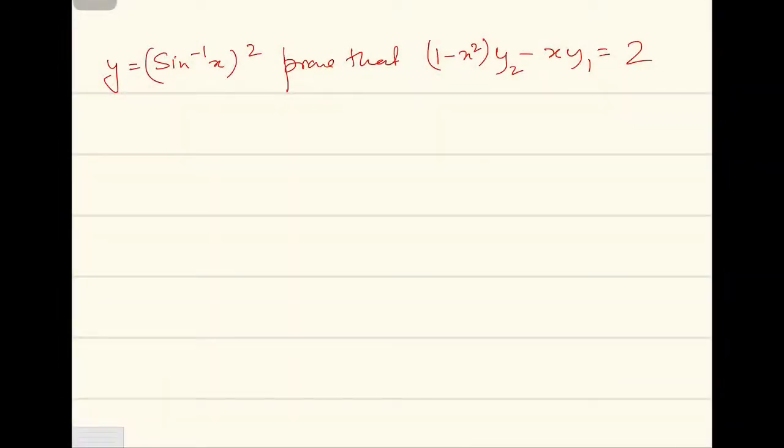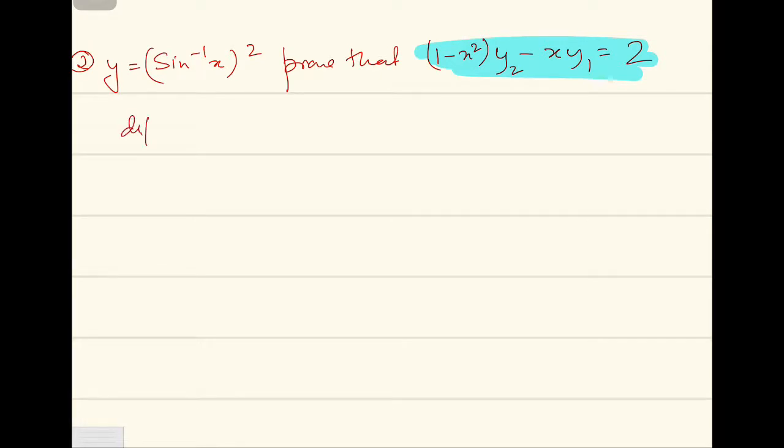Okay, here I have the second sum based on double order derivative, or the second order derivative. It says if y equals (sin⁻¹x)², prove that (1 − x²)y₂ − xy₁ equals 2. Check this out. You know y₂ means d²y/dx² and y₁ means dy/dx. y₂ stands for double order, y₁ stands for first order. Okay, so let's start. The question is very simple.